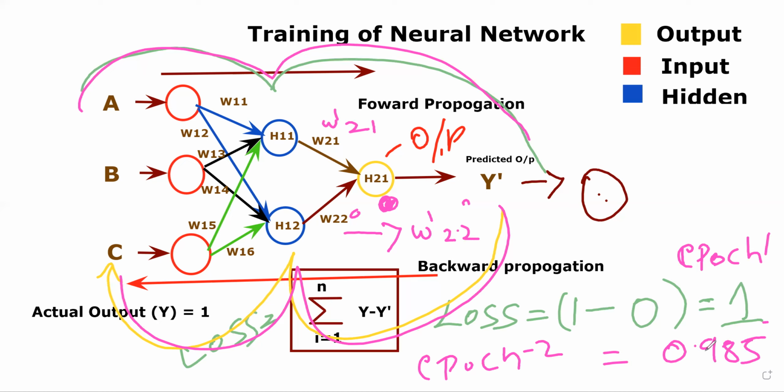So like this, until the loss is very minimal, we will be going front and back propagation continuously. So this is how the training of a neural network happens.